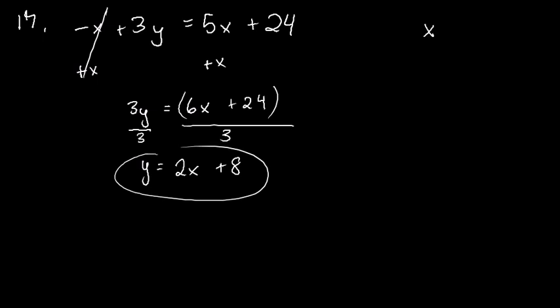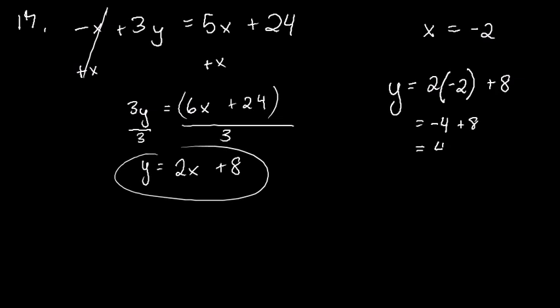And then the directions say, what is the value of y when x equals negative 2? So, what do I have to do? I have to plug negative 2 in. Like I said, brilliant idea would be to put it in parentheses. So I get 2 times negative 2 plus 8, so that is negative 4 plus 8 equals a positive 4. These are your two answers.